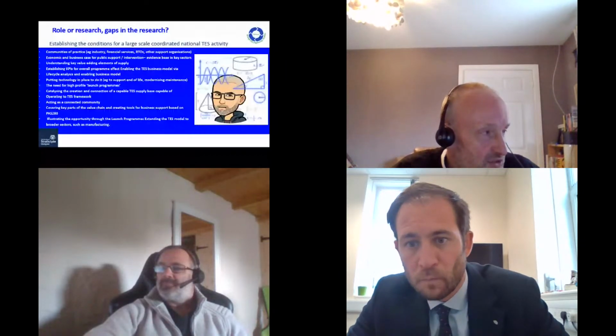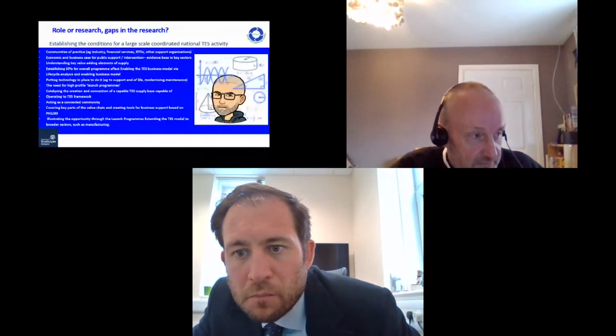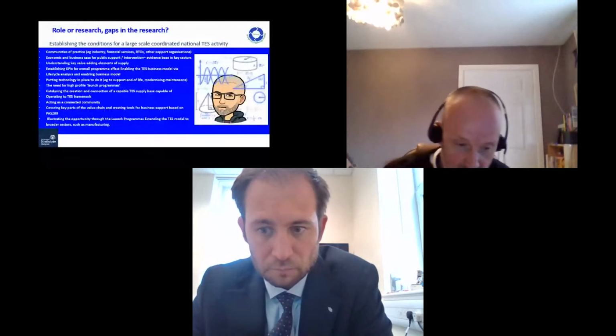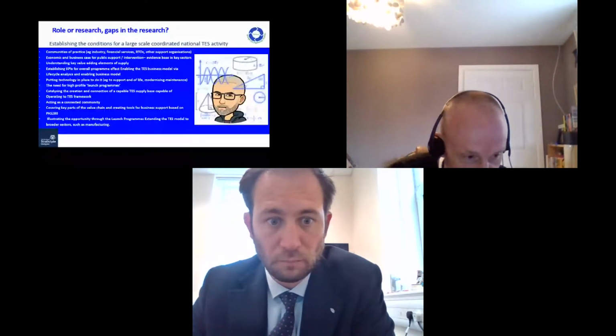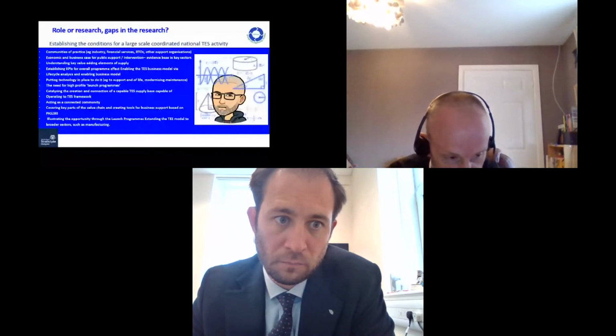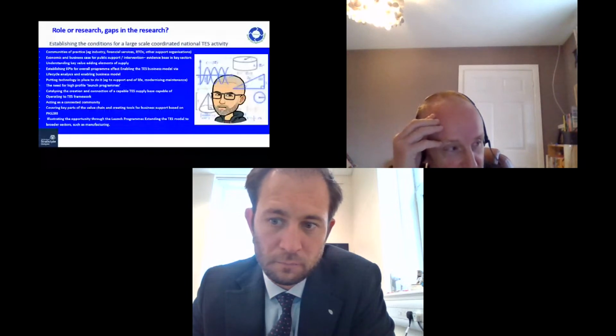So let's think about this question of the role of research, and gaps in research. As we've discussed, this is a general subject area. This isn't just about engineering and technology-based research, but where do you think we are? Do we think there are particular gaps that prevent uptake of the TES model in the research base, or do we think the research is there waiting to be exploited if some of these other organisational and people challenges got resolved? Has anybody got a view on that?